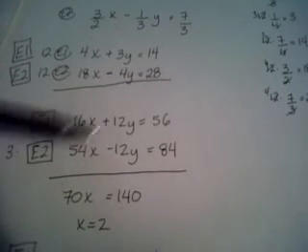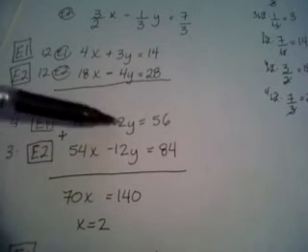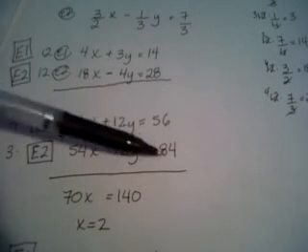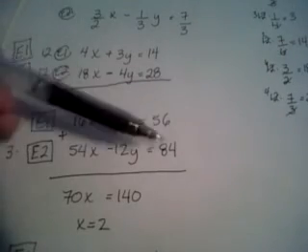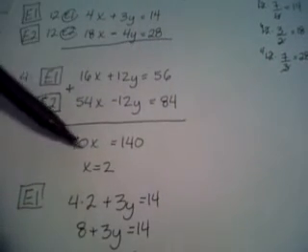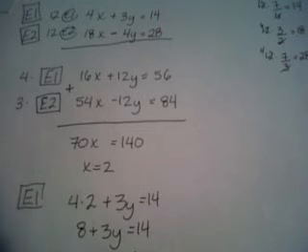And when I add them together, I get 70x. These variables eliminate, that was my goal, and 56 plus 84 gives me 140. Divide by 70, and I get x equals 2. Well, I'm still only halfway there.